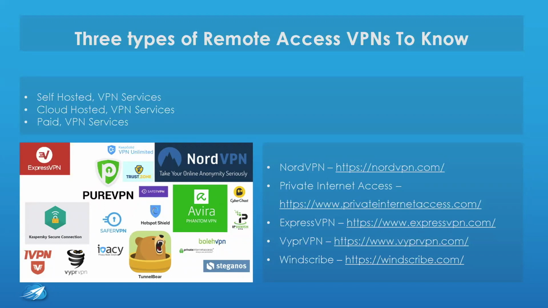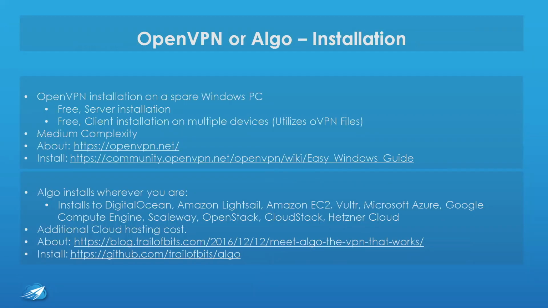We listed a few of them here, and you can go check them out. The prices can vary, but a lot of them offer a lot more functionality than if you were to set one up yourself, unless you want to put in the extra work. One of the demos we're going to get into is OpenVPN or Algo. This particular slide is just showing that you can set up an OpenVPN server on, say, a spare Windows PC. The demo that we're actually going to be doing is setting it up on a significantly smaller device, a little Raspberry Pi.